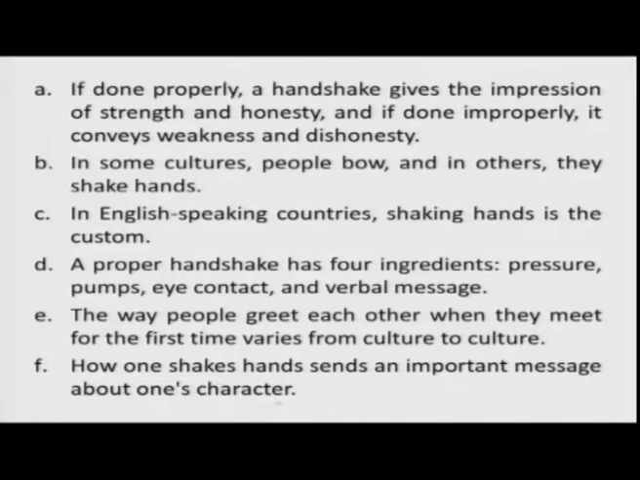sentence F here talks about handshakes sending an important message about one's character, and then A also gives some details. So, these two must be related. First F comes: how one shakes hands sends an important message about one's character. How does it send? If done properly, a handshake gives the impression of strength and honesty, and if done improperly, it conveys weakness and dishonesty. So, this is about the details of this, and so it mentions a proper handshake.